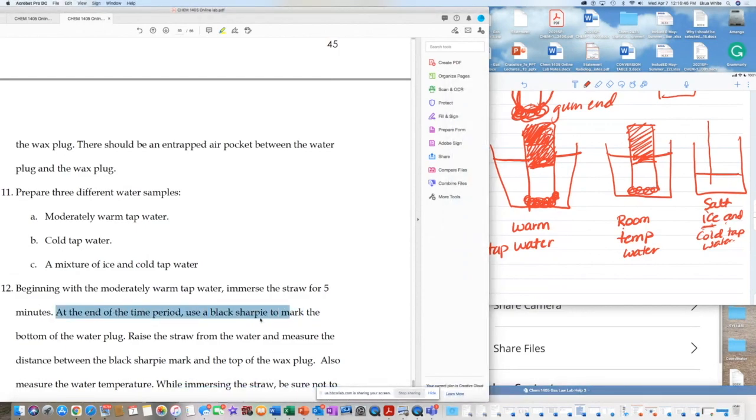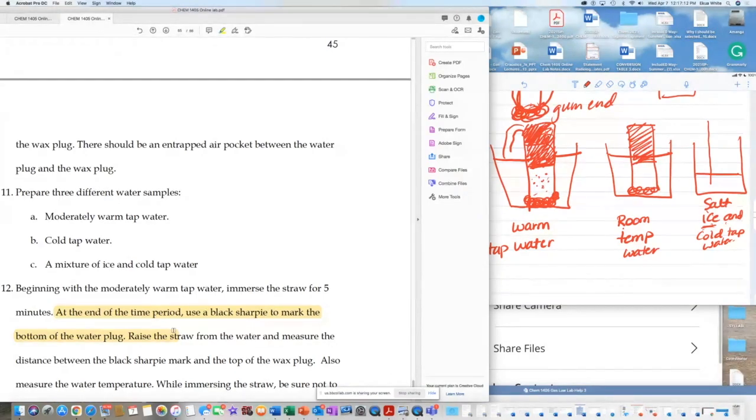use the black Sharpie to mark the bottom of the water plug. The water plug will move because as the molecules in here gain energy, they will change the space they occupy. If they occupy more space, they will push the liquid out. So you see some of the liquid coming out and it will pour into here. That's okay. Don't worry about it.